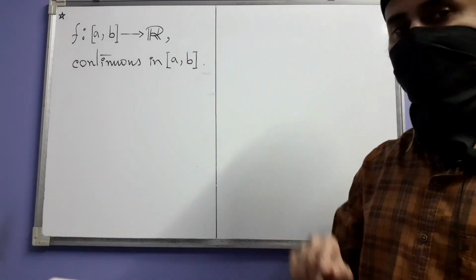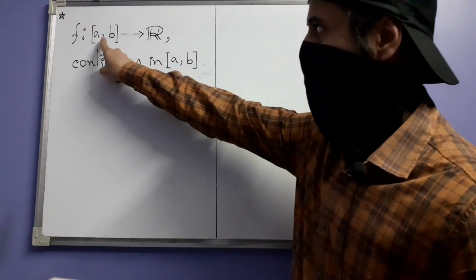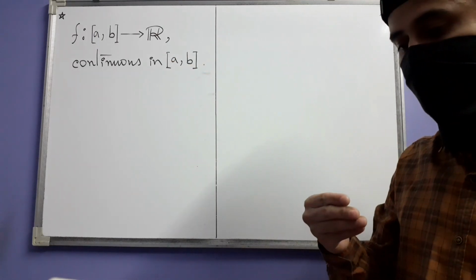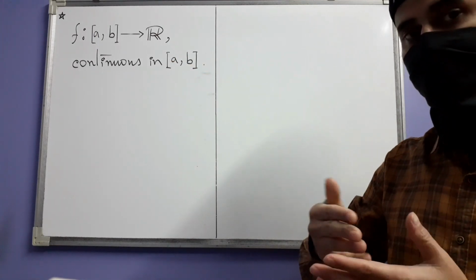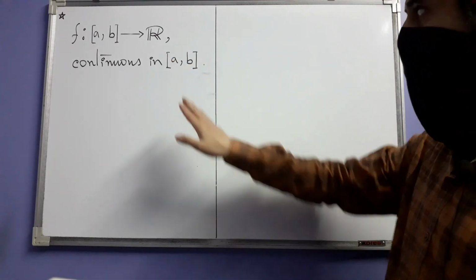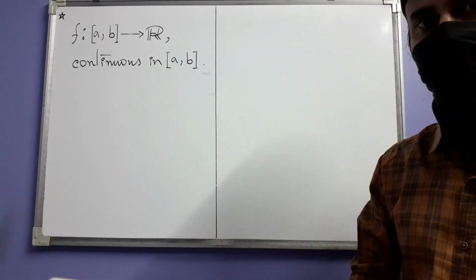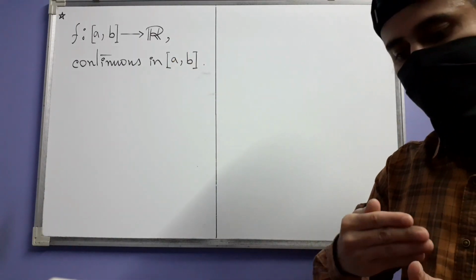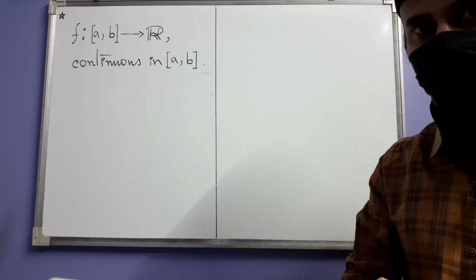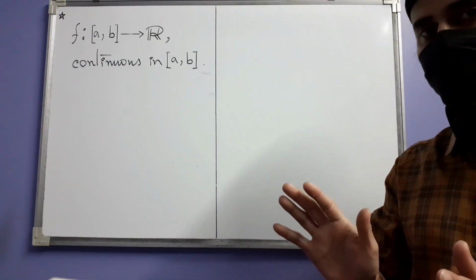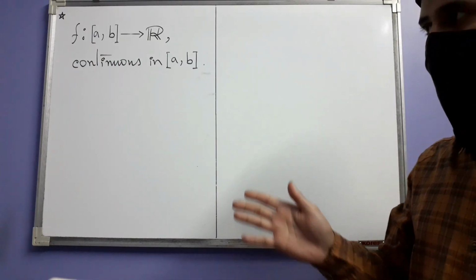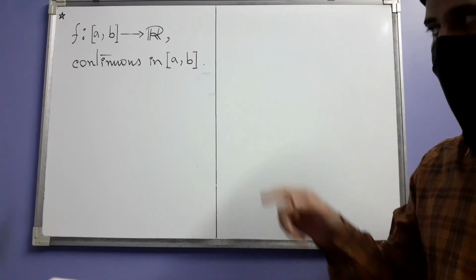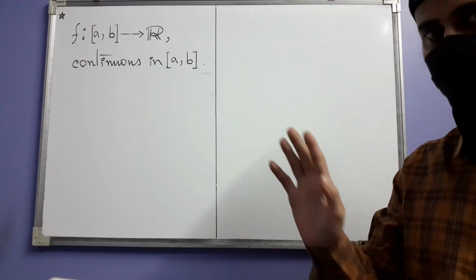Note the hypothesis carefully. The function should be defined, or at least should be considered, throughout a closed interval. The type of the interval is important, and it should be continuous. This means continuous at every point of this interval. If any one of these two conditions is not there, then maximum or minimum values may not exist. Now we are going to see two examples of this happening.